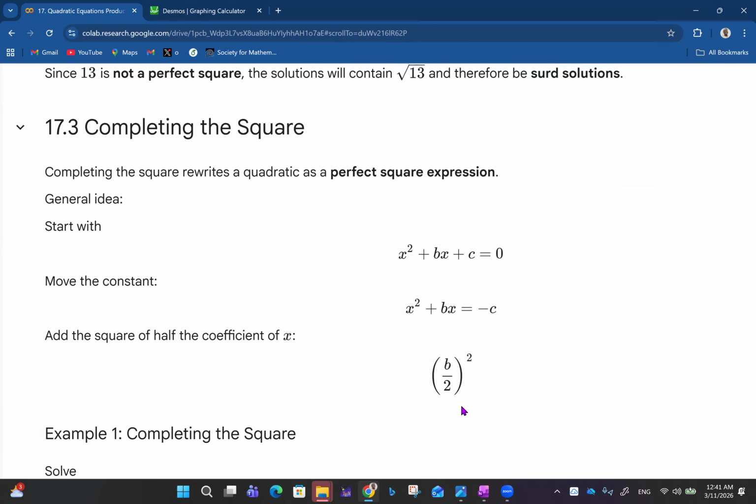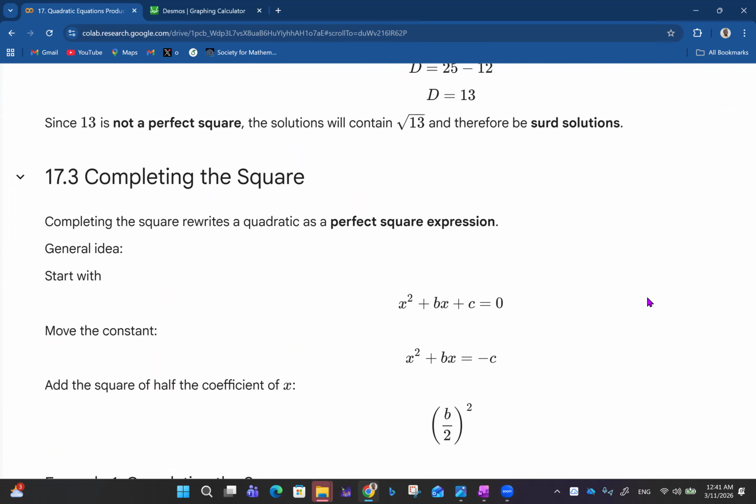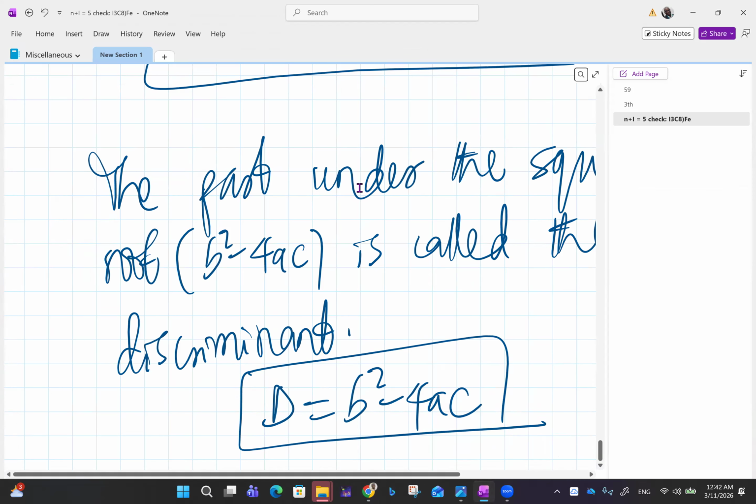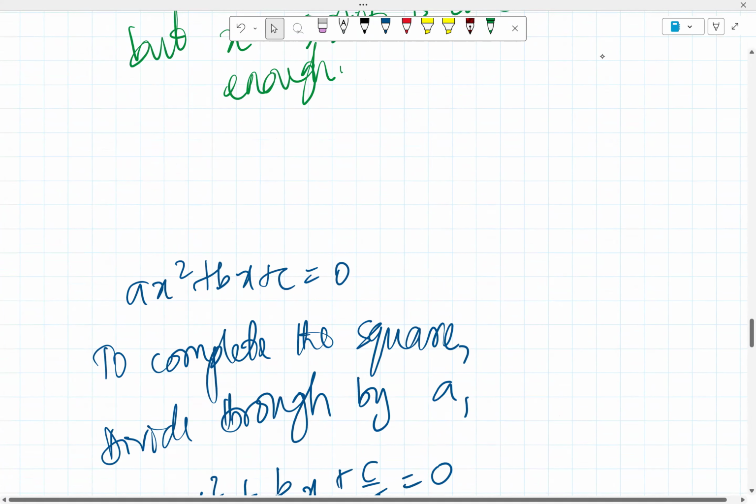Okay, now we come to completing the square, which is what I've done already, just to show that part. So completing the square, we write a quadratic as a perfect square expression. You start with x squared plus bx plus c equals 0, and you move the constant: x squared plus bx equals minus c. Then add the square of half of the coefficient, which is b over 2. In my case, I used b over a, so it was b over 2a for me. It's the same process I went through. This is what is called completing the square, everything I did here.